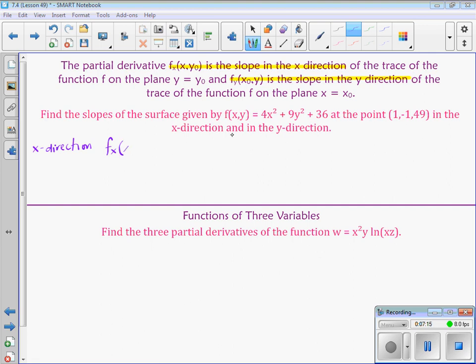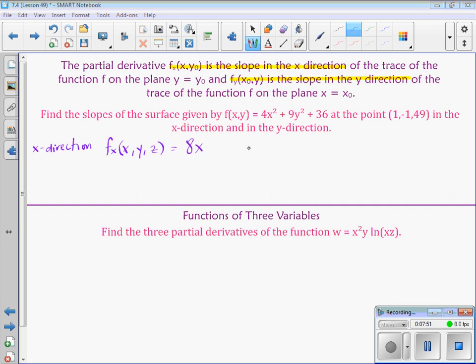And it's what? x, y. Okay, and we're trying to find it at this point, 1, negative 1, 49. So it's actually x, y, and z that I'm given there. Okay, and if I take the derivative of this with respect to x, what do I end up with? 8x, and what happens to the rest? It all goes away. This is 0 and this is 0, right, because they're constants.